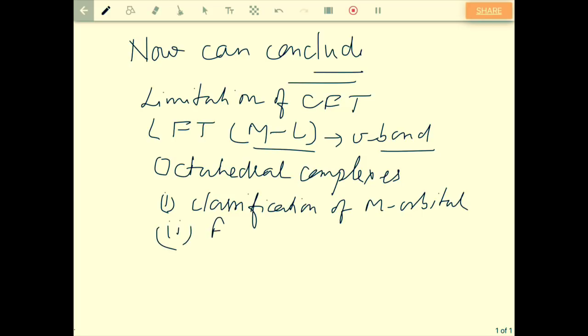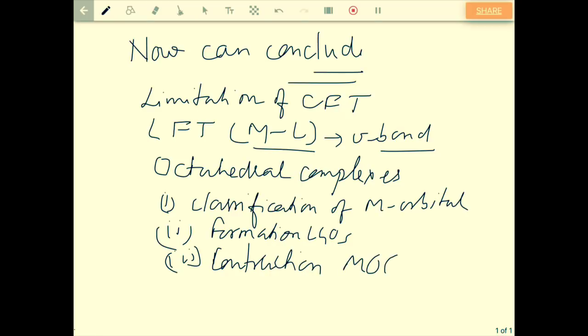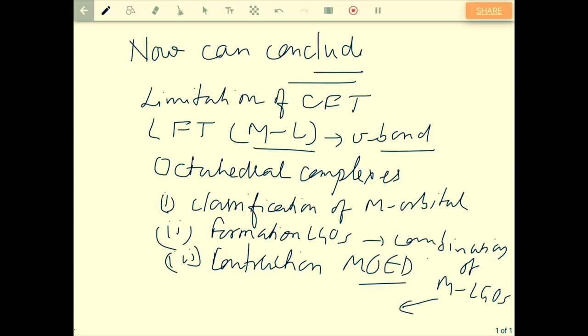Then formation of LGOs. Then construction of the MOED, the molecular orbital energy level diagram, and before that, the combination of metal orbitals and LGOs to form bonding MOs and antibonding MOs.